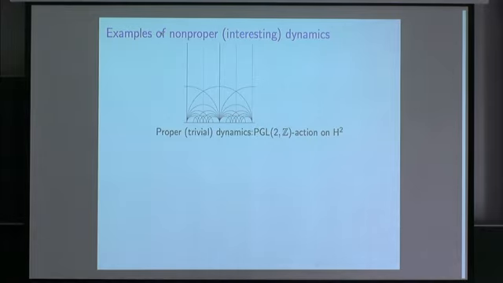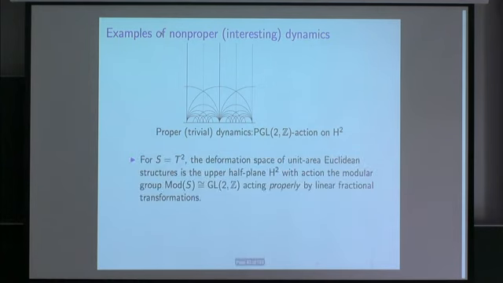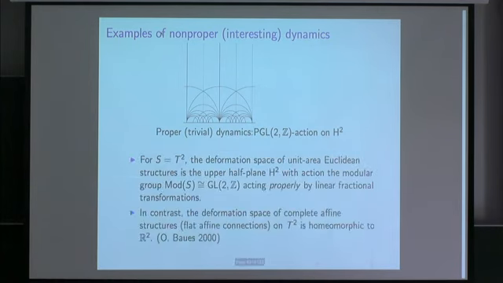So this is a case where the dynamics is not very interesting. It's a nice proper action. But in contrast, if you look at complete affine structures, like Michel was describing yesterday, these are quotients of the plane by properly discontinuous groups of affine transformations, then even in the torus you get some highly non-trivial dynamics.